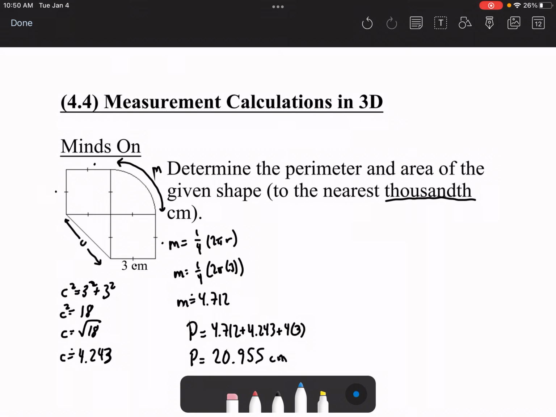I think I'll work out the area as one entire big equation. To work out my area, I'll notice that these two squares are the exact same size. I have a triangle and a quarter of a circle. So I'm going to take the area of a square and multiply it by 2 because there are 2 of them. I'm going to find the area of the triangle, and I'm going to find 1/4 of the area of the circle.